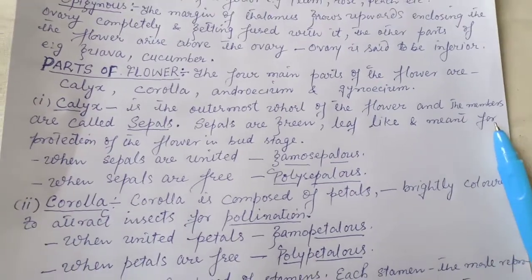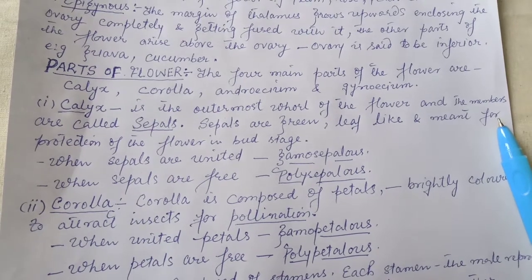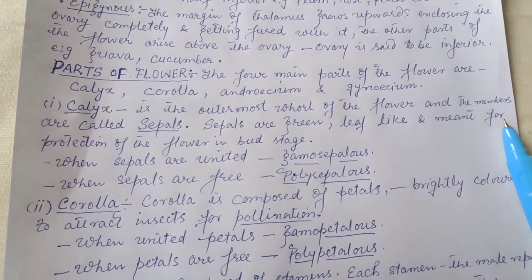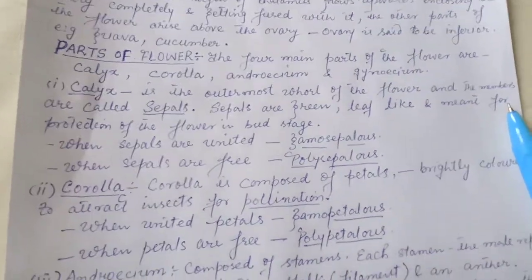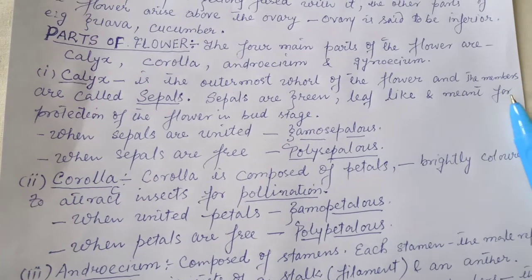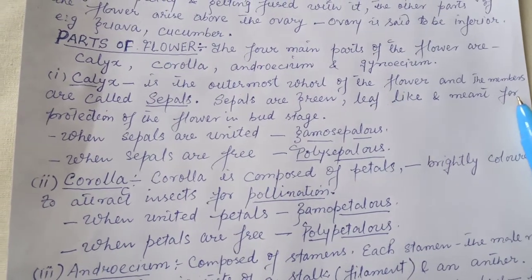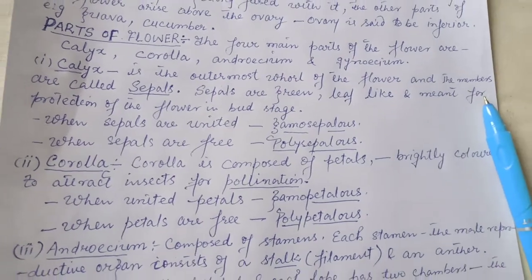The second whorl is the corolla. Corolla is composed of petals which are brightly colored. The bright color of the corolla is meant for attracting the insects for pollination. When the petals are united, the condition is called gamopetalous, and when petals are free, it is polypetalous condition.